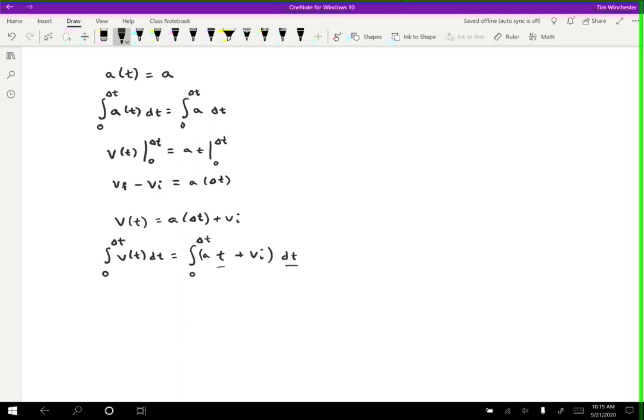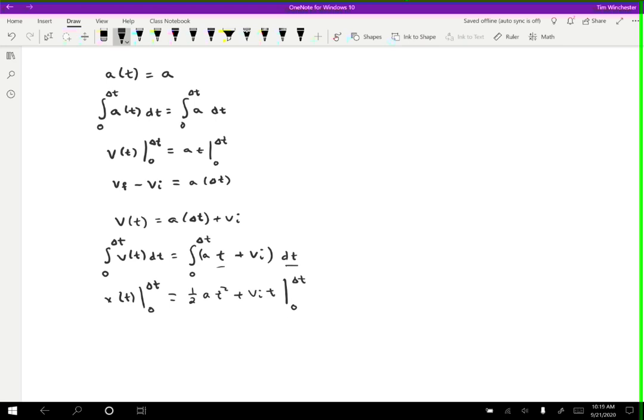On the left-hand side, the integral of v of t is just going to be x of t, evaluated from t equals zero to t equals delta t. On the right-hand side, I have a t and I'm integrating, so this is going to be 1/2 a t squared plus v initial, which is just a constant. When I integrate it, it will be v initial times t.